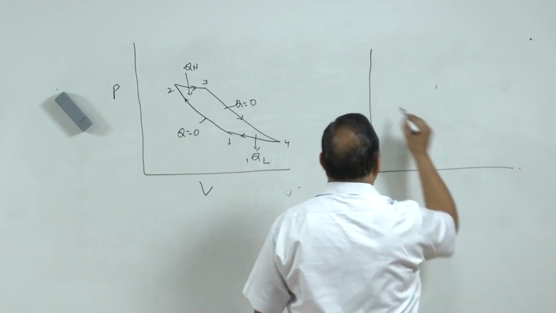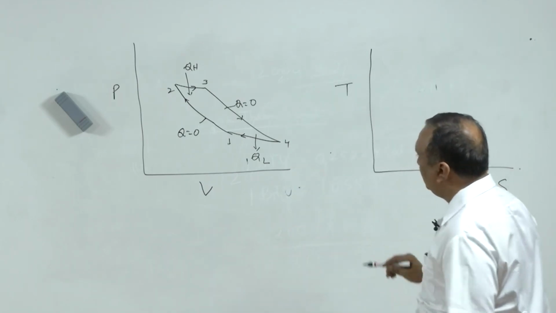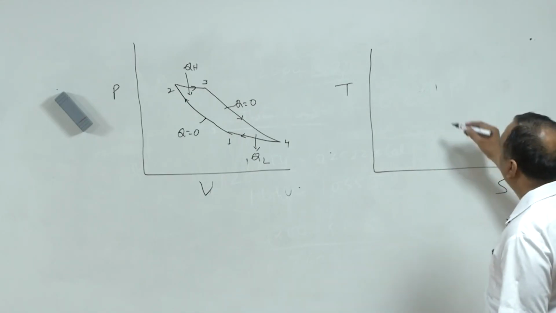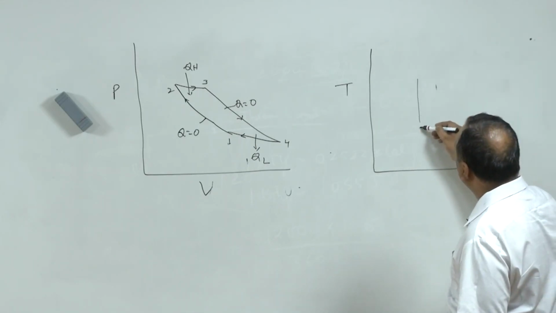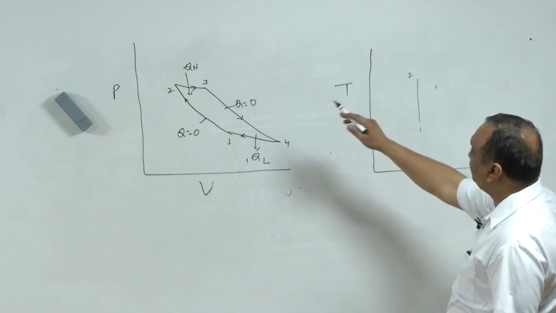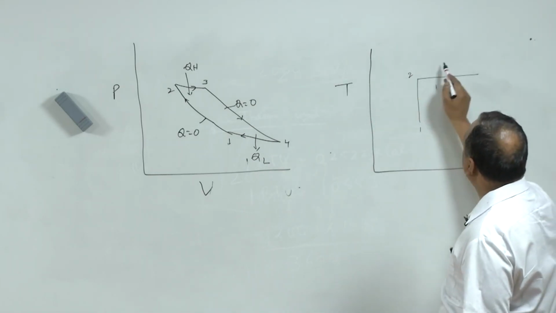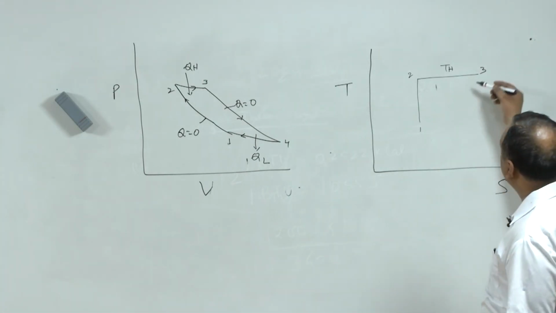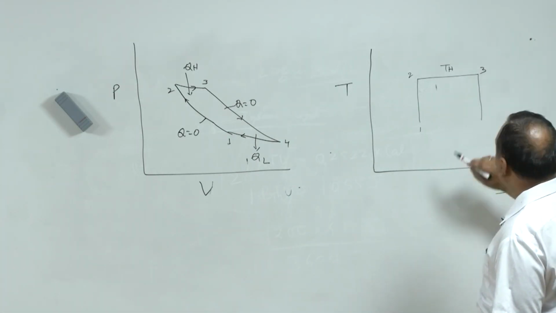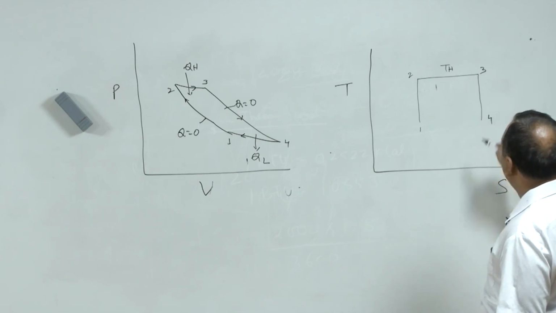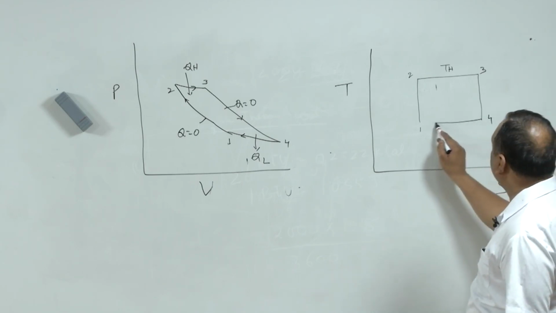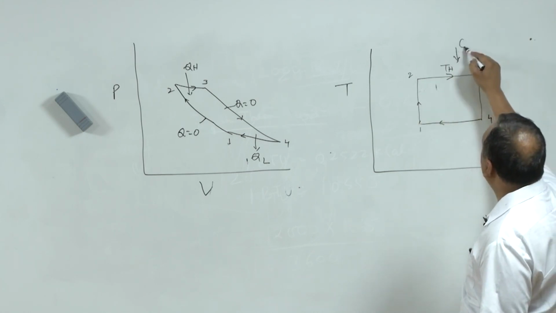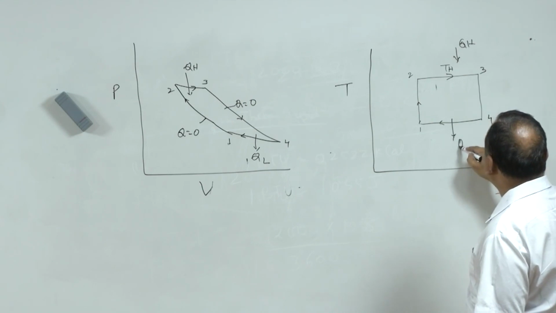Now, if we transform this Carnot cycle on a temperature entropy diagram, this is the TS diagram. Process 1 to 2 is constant entropy or reversible adiabatic process. Now, process 2 to 3 is a constant temperature process, this is TH. Process 3 to 4 is again an expansion process where we get the work output, and process 4 to 1 is again a heat rejection process. So, here heat is added, QH, and here heat is rejected, QL.